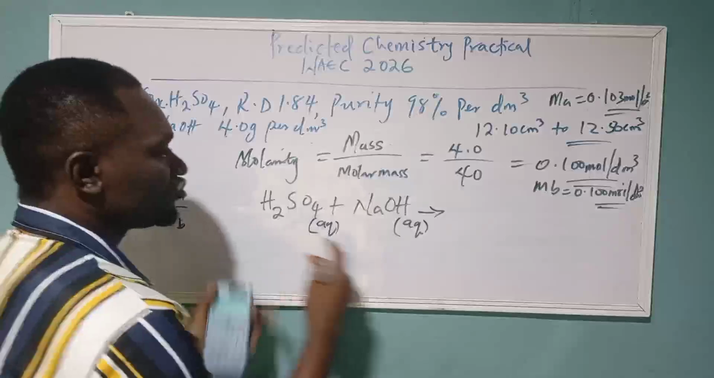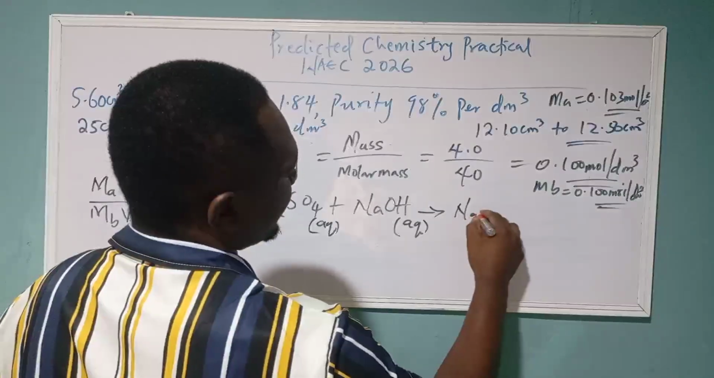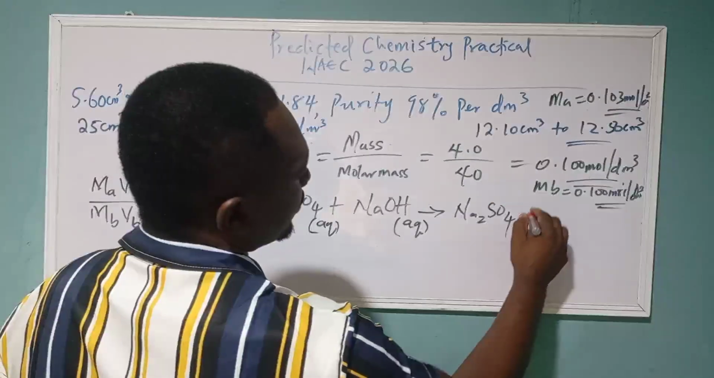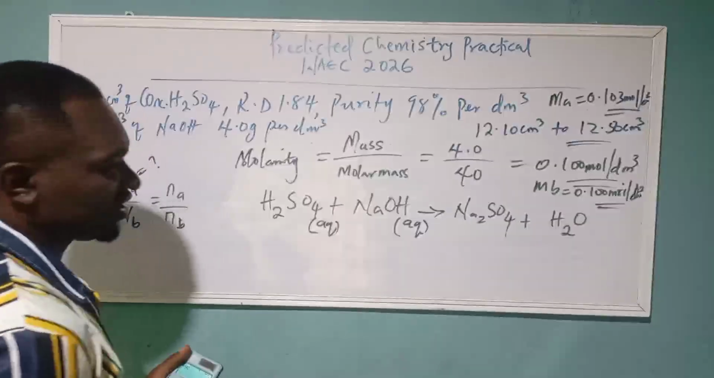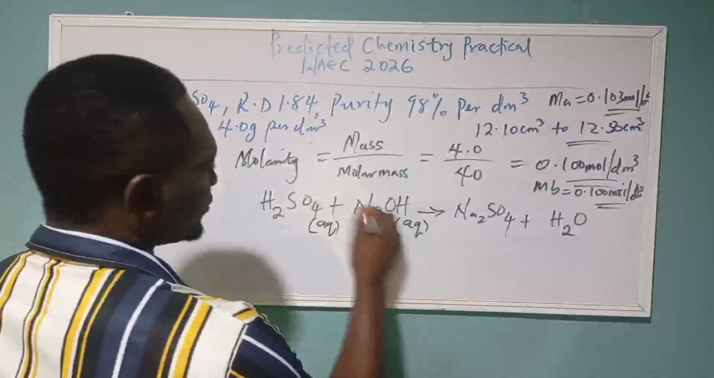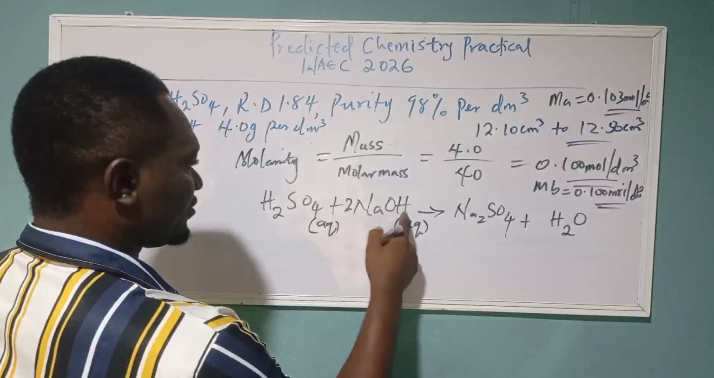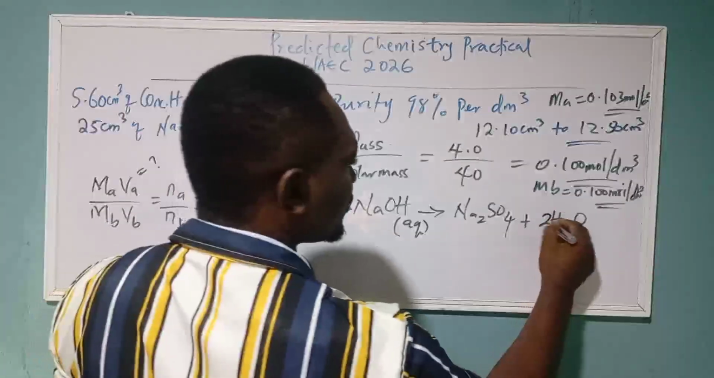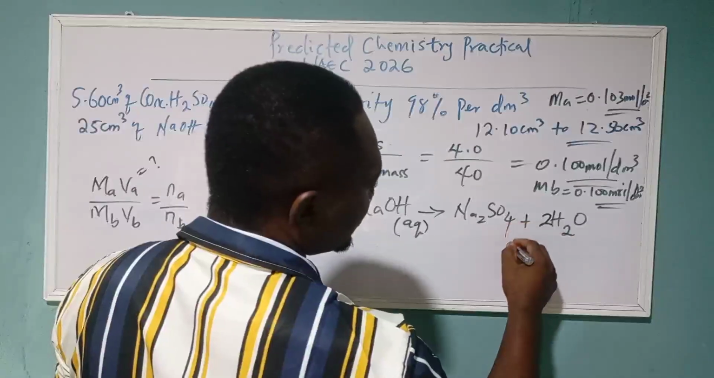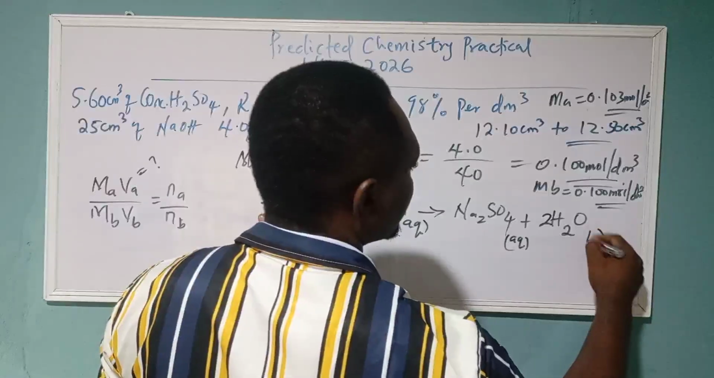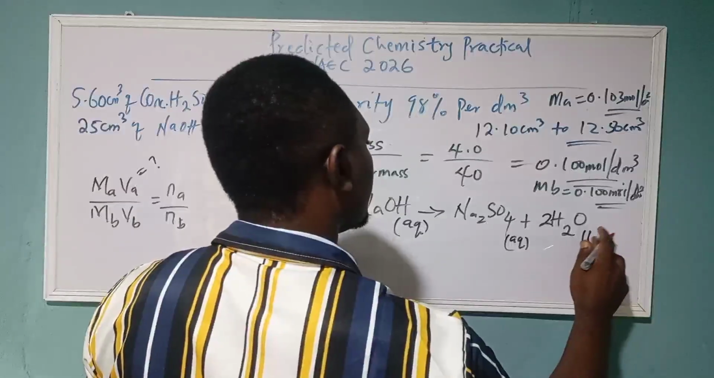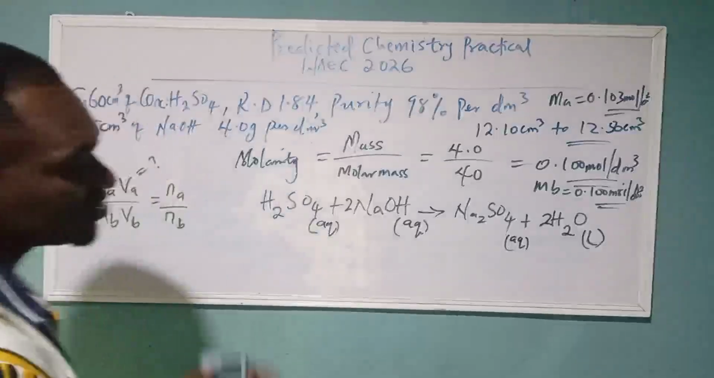So when these two react, you have Na2SO4 plus H2O. So what is left to be balanced? Sodium here appears 2, so we can put 2 here. Hydrogen becomes 4, so we put 2 here. So this is balanced. This is also aqueous, while this is liquid. Water is liquid. So this is the balanced equation.